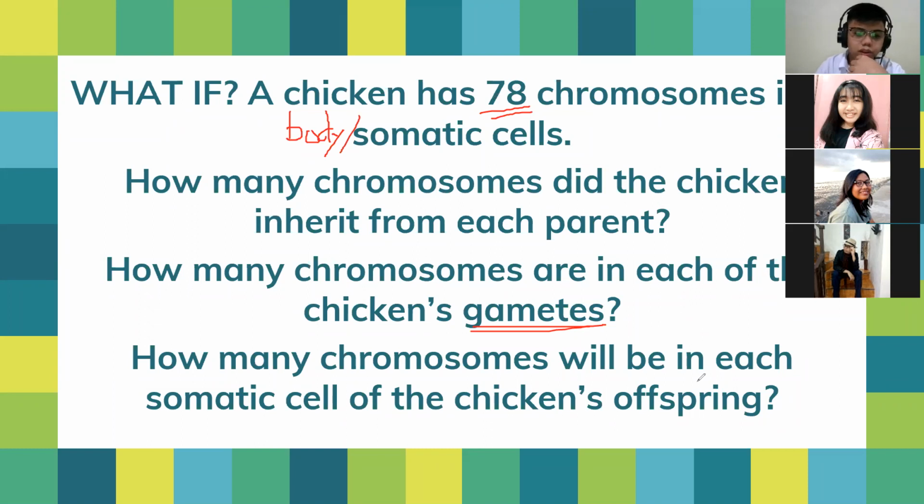How about for this one? How many chromosomes will be in each of the somatic cell of the chicken's offspring? So, ilang chromosome daw yung mapupunta sa mga body cells ng anak niya? 78. Very good. Okay, it should be still 78. Okay, very good. So, gets nyo na siya.